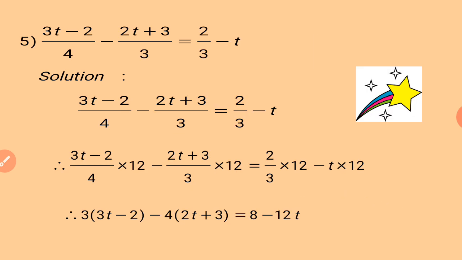Now, the last question for now, question number 5. You can see the question over there and you will see that it has more than one term on both sides, and variables and constants are all mixed up. So let us remove the denominator initially. The method is finding the LCM.